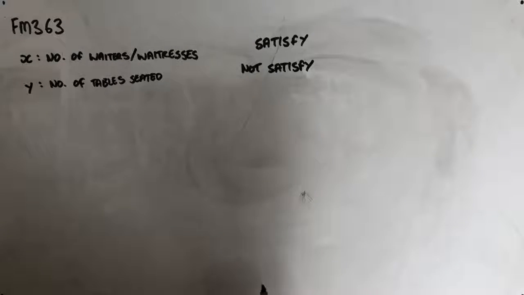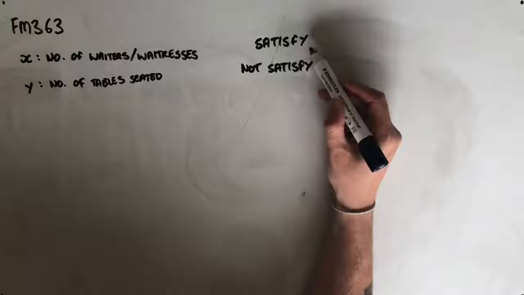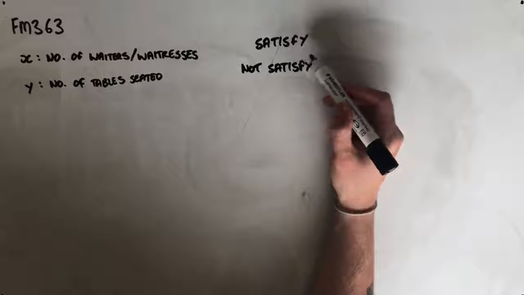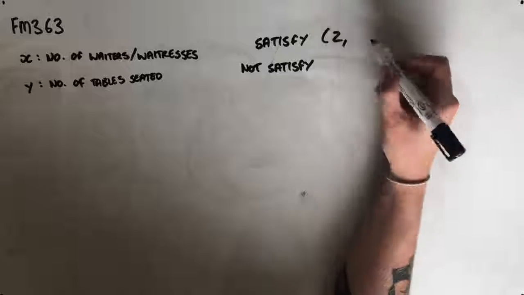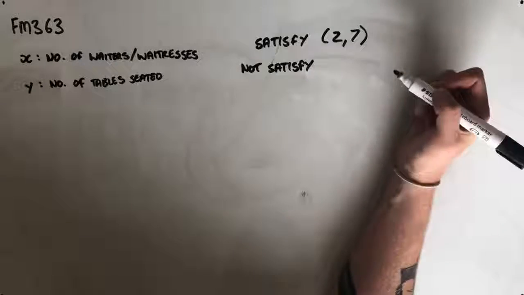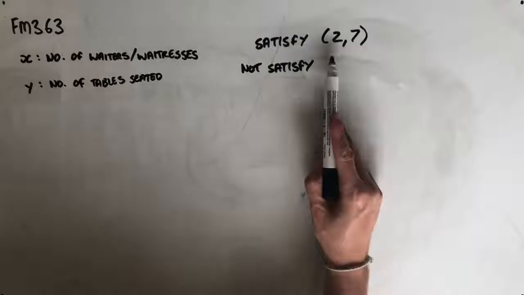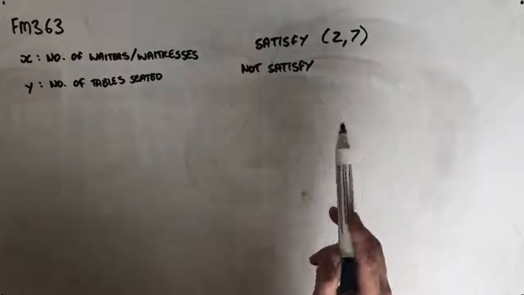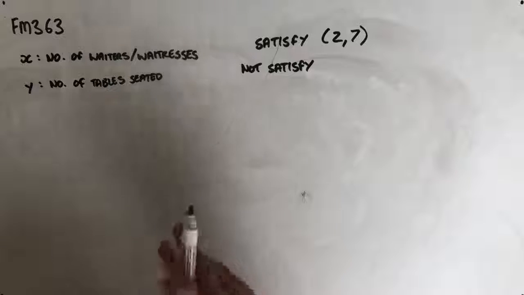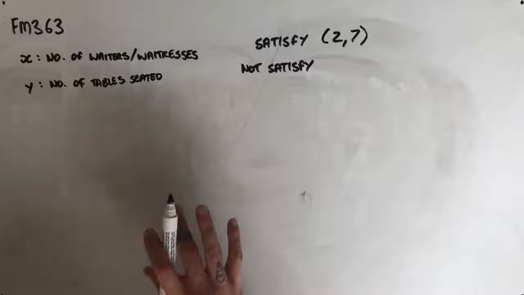So the condition that is going to satisfy this setting, so we must have at least one waiter or waitress for every 7 tables seated. So having 2 waiters or waitresses for 7 tables should satisfy that, because that's at least one. In fact, it's more than what we need. So that should satisfy the inequality. No reason that you can't have 1 and 7. I just thought this might make it a little bit easier to see the difference.